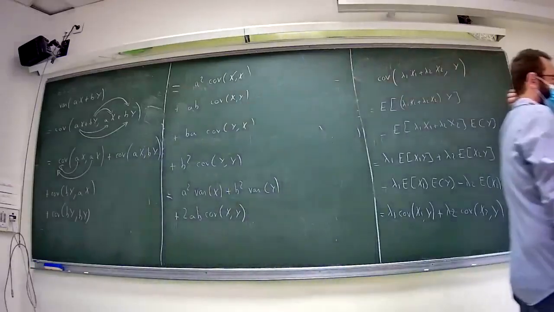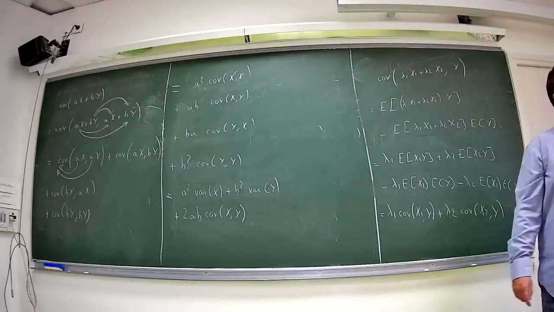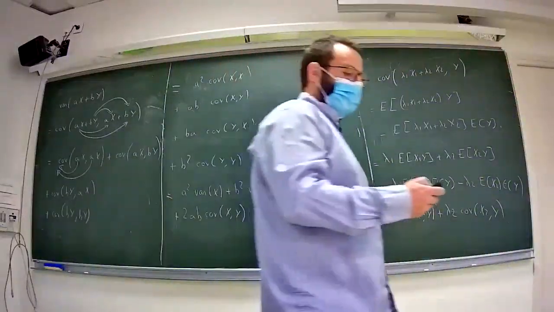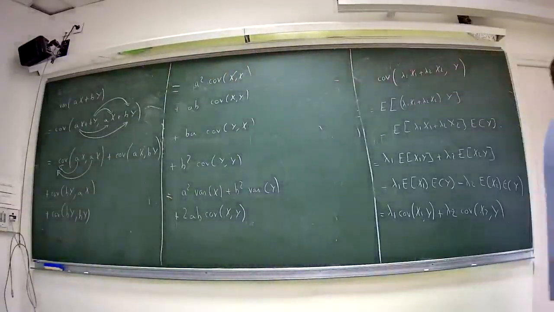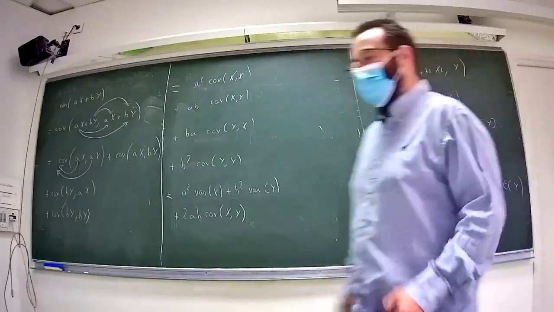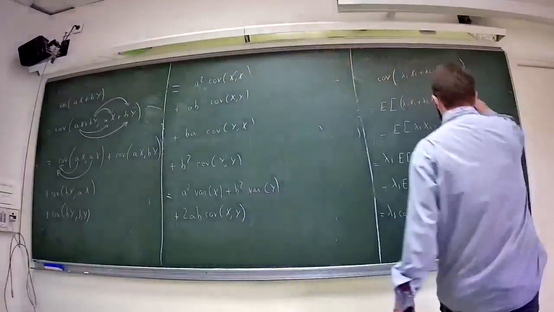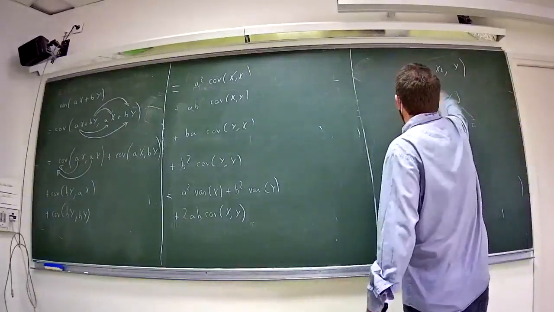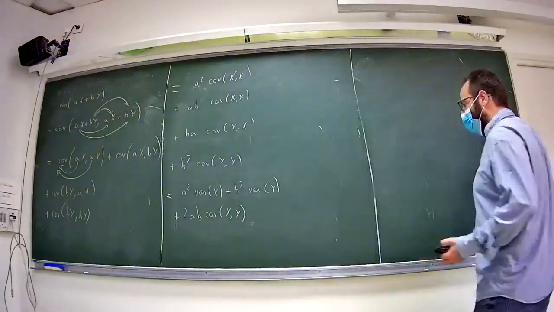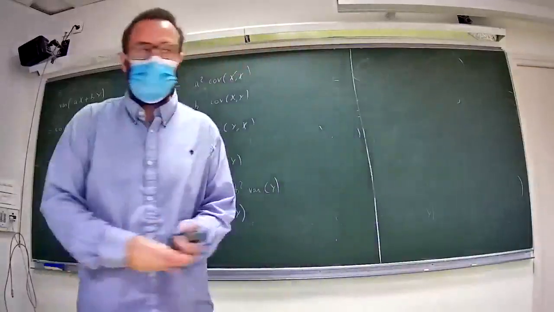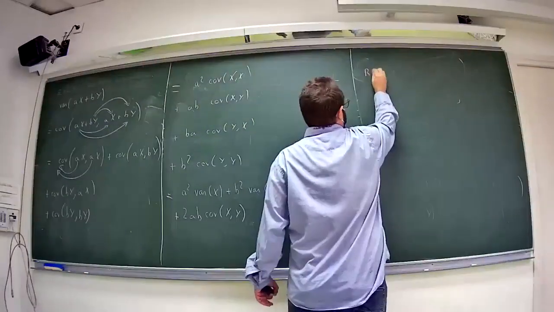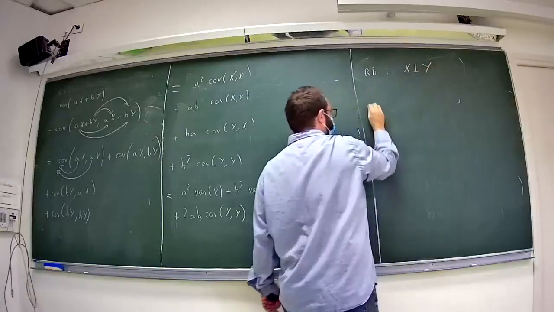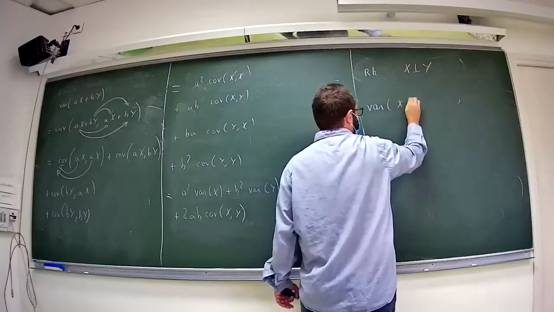Okay? In particular, if you have 2 random variables that are independent, it's a remark that I will make here, and after we are going to do the break. In particular, if x and y are independent, what can you say about this?